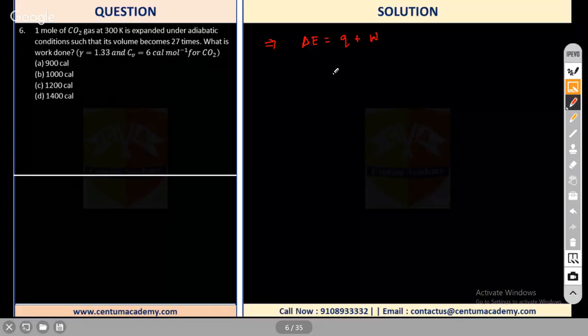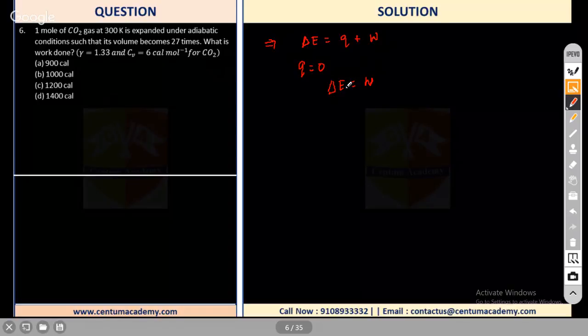Okay. Now, since the process is adiabatic, Q is equal to 0. Q is equal to 0, right? And hence del E is equal to W, where this W is actually work done on the system. Sorry, it is work done on the system, right? Now, the second thing is what? This is the mathematical thing we are getting.